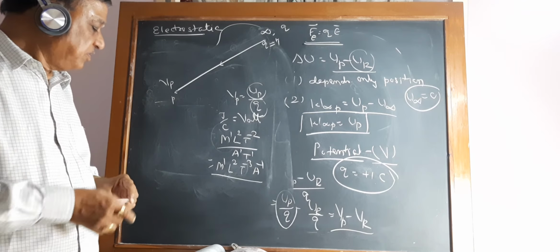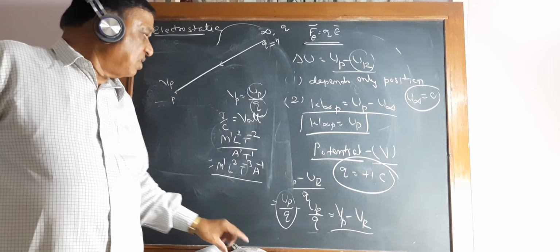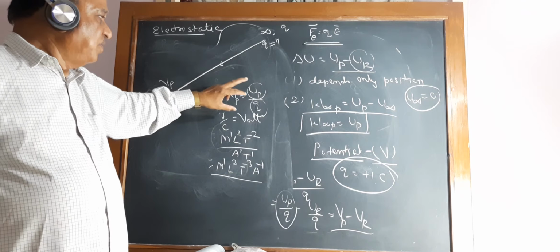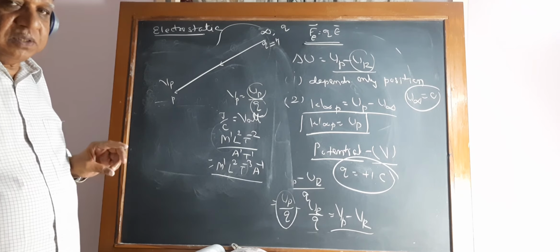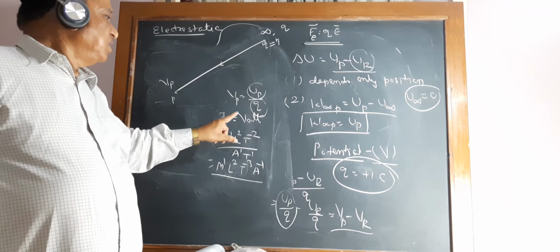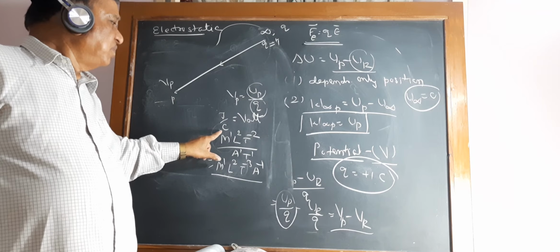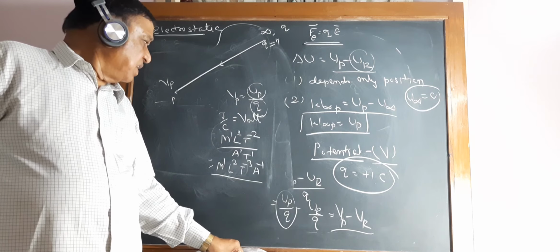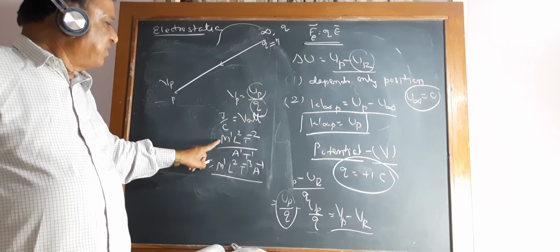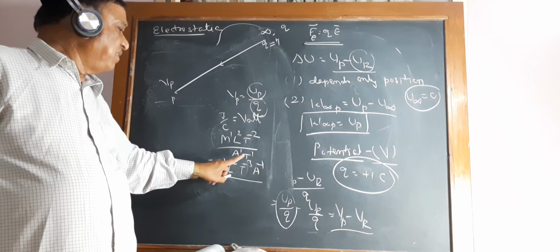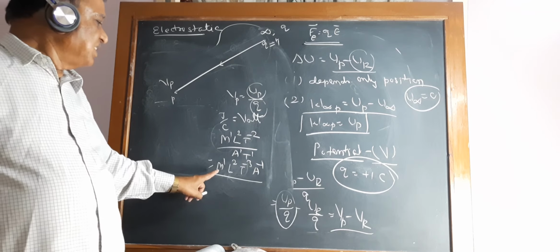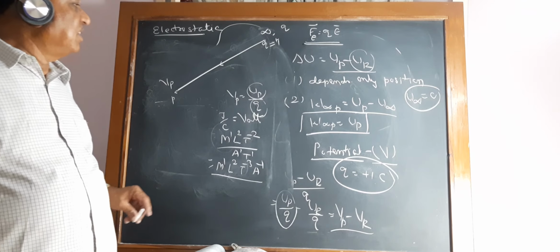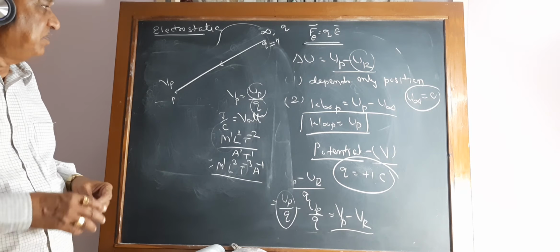Again, unit of electrostatic potential, work by charge, means joule per coulomb, or volt. Dimensional formula: joule means M1 L2 T minus 2, upon A1 T1. So answer is M1 L2 T minus 3 A minus 1, which is the dimensional formula.